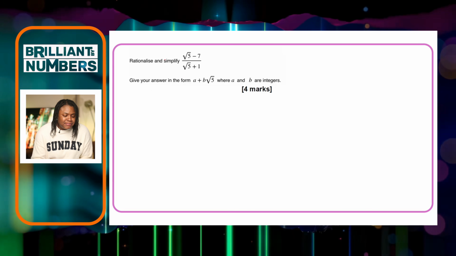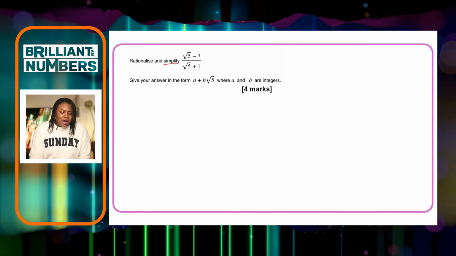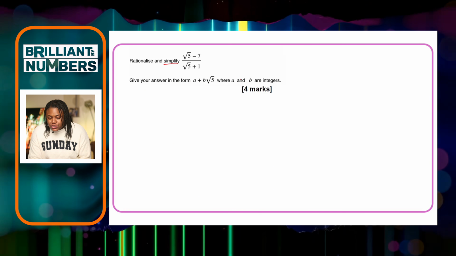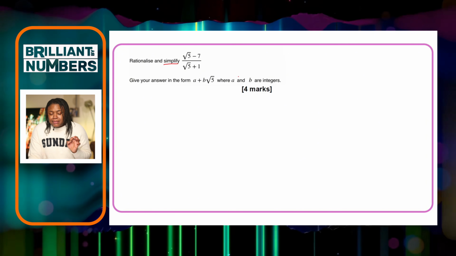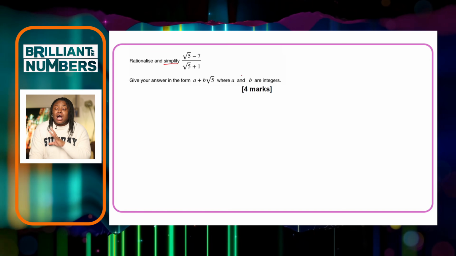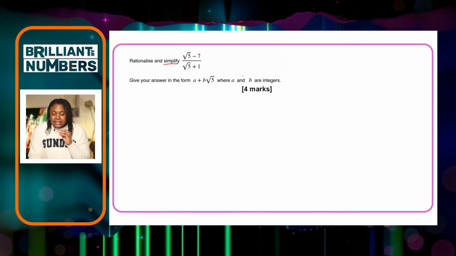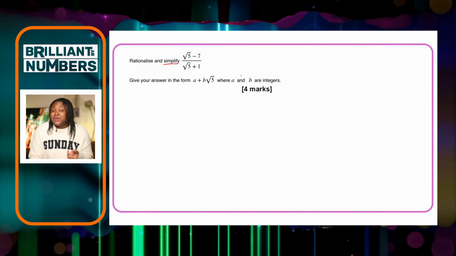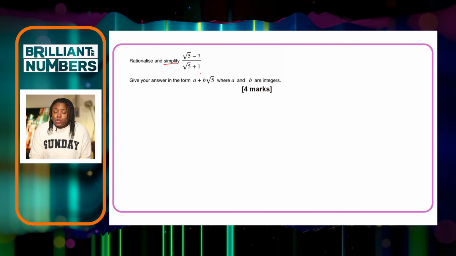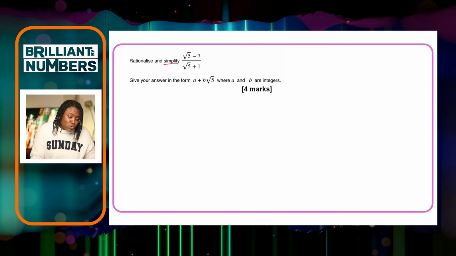Beautiful. So now we're going to do our final question on surds, which asks us to rationalize and simplify. So let's underline that, simplify. And give your answer in the form a plus b root 5, where a and b are integers. Key point here to think about: what does the word rationalize mean? To rationalize means that we are removing the surd from our denominator. It is not appropriate to have a surd in the denominator of a fraction. So when we rationalize it, we are removing it.